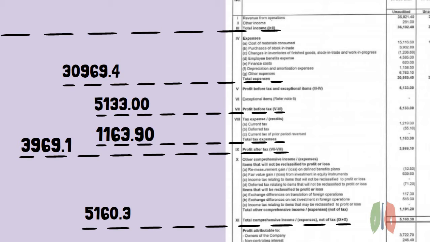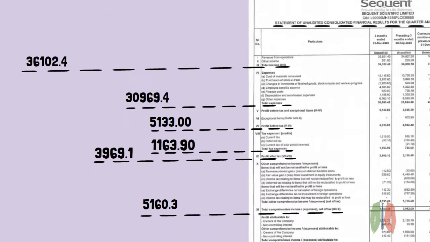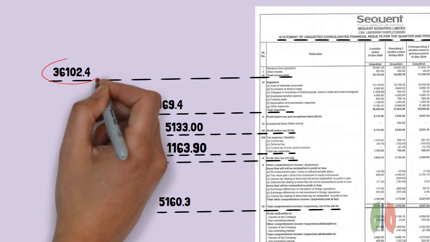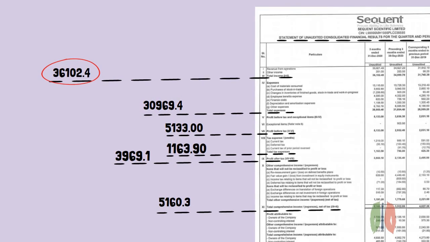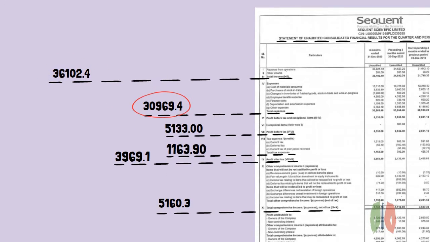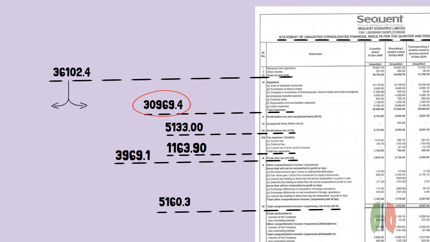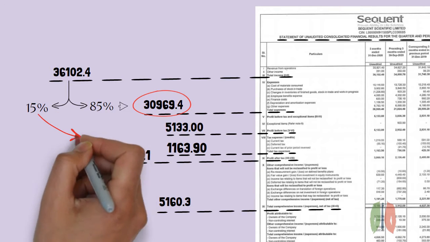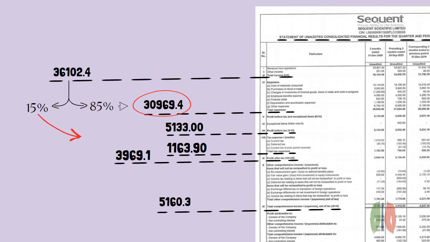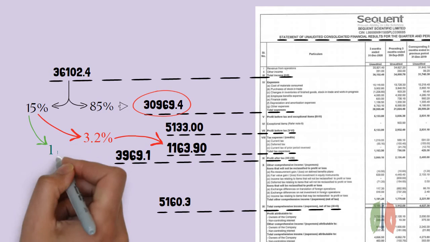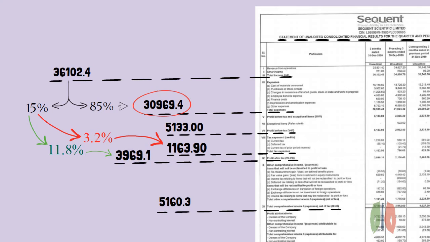Here we can see the observation that to generate an income of 36,102.4, they have spent 30,969.4, which is 85% of the income going to expenses. So the remaining 15% is what the company has left, out of which the company is paying 3.2% as taxes. So the remaining 11.8% is the profit for this company.